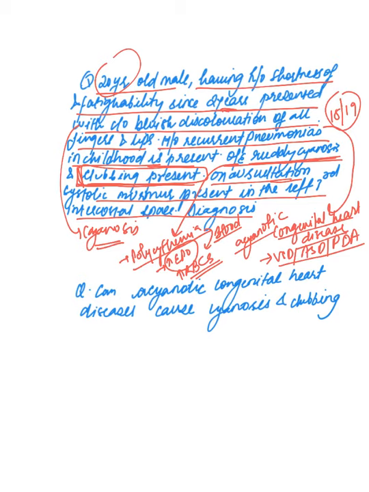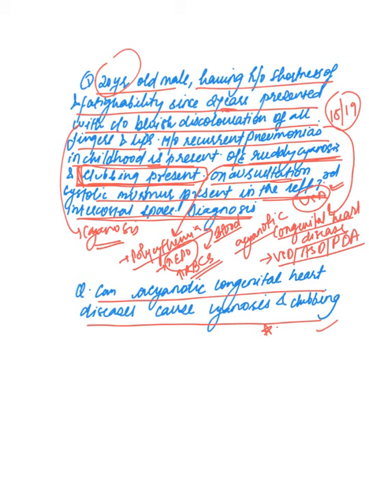On auscultation, a systolic murmur is present in the left third intercostal space. What is the diagnosis? This is the classical location of the VSD murmur, ventricular septal defect. So the diagnosis here is ventricular septal defect, but ventricular septal defect we know is an acyanotic congenital heart disease. So can acyanotic congenital heart disease cause clubbing and cyanosis? This is a very important concept, and let's see how it happens.